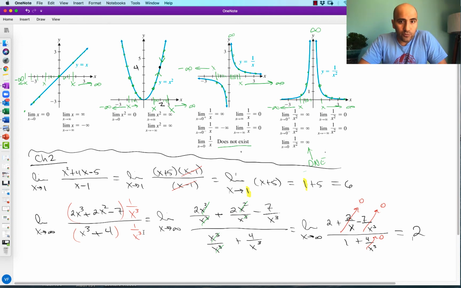But even all those rules are not going to help us find the answer to everything. There's going to be equations where none of the rules we've learned up to now will help us find that limit. For example, what if we were asked to find this limit?